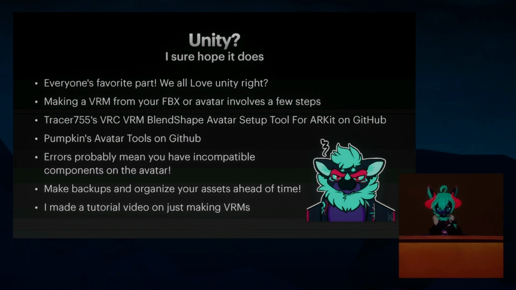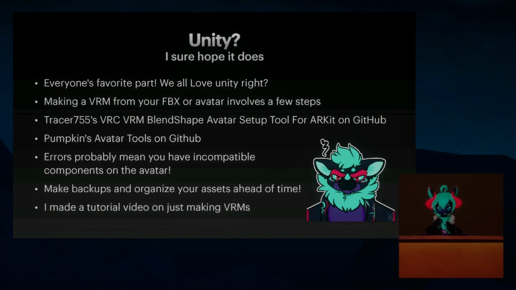Pumpkin's avatar tools will allow you to transfer dynamic bones between different versions of your character, for example. Tracer755 made a tool that makes it really, really fast and easy to get your basic blend shape clips running on the avatar. Highly recommend that.